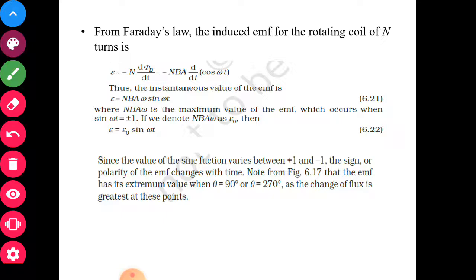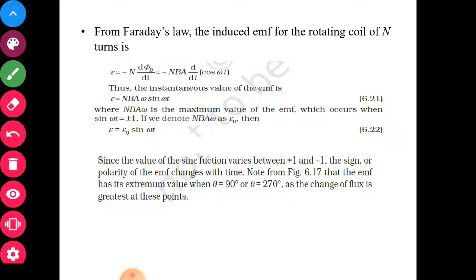So the electromotive force has its maximum value when theta is 90. Theta is 90 becomes plus E0, and when theta is 270 it becomes minus E0. So it changes its value from positive to negative, as the change of the flux is highest at these points. The change of flux at 90 degree and at 270 degree will be maximum.